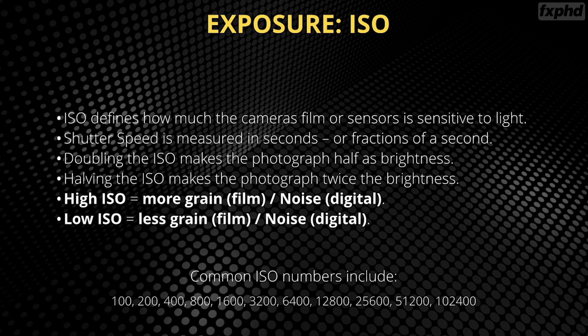Some common numbers for ISOs are things like 100, 200, 400. They're really low ISO numbers, great for doing outdoor shots in the daytime, that kind of thing. And then you can have ISO numbers right at the other end of the spectrum, like 51,000 or even 100,000 ISO, which are designed to take photos at night or in very dark situations.